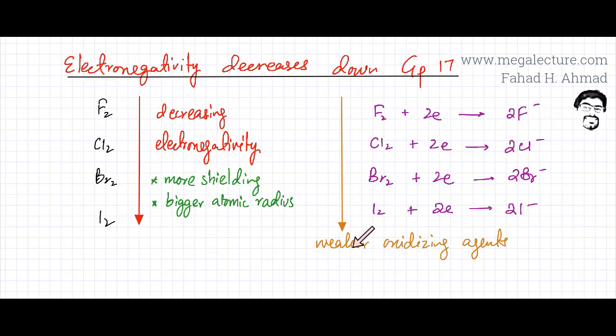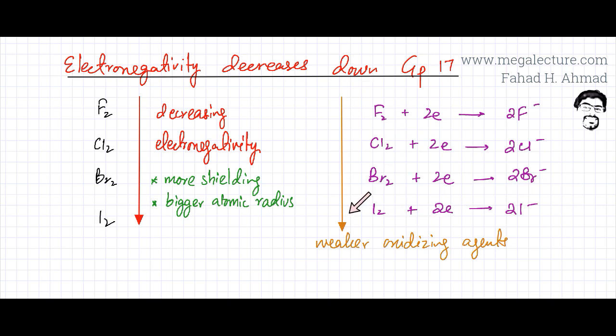As you move down the group, they become weaker oxidizing agents because all these elements, they're getting reduced. Elements that get reduced are gaining electrons. Elements that get reduced are always acting as oxidizing agents because they're trying to pull electrons from other elements and trying to oxidize them. So they are all trying to gain electrons. They're getting reduced, so they're good oxidizing agents.